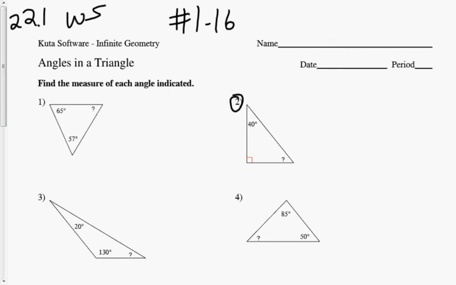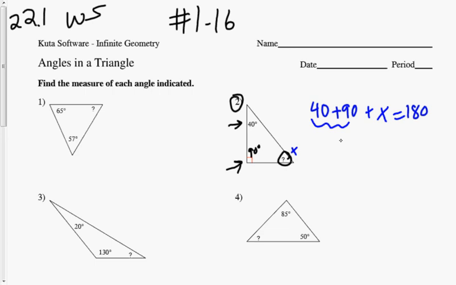Number 2, we just have a triangle. We're trying to find one missing angle, and we're really only given one. But really, we're given 2 angles because the right angle is 90 degrees. So if I want to find the missing angle, all I need to know is that all 3 angles in the triangle add up to 180 degrees. So I could say 40 plus 90 plus, we'll say this is our question mark, our x, equals 180 degrees.